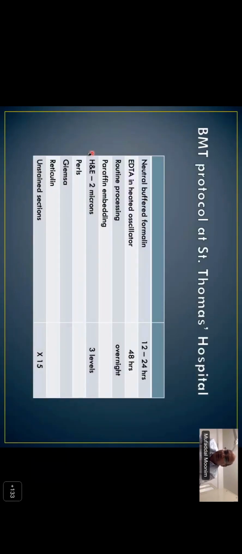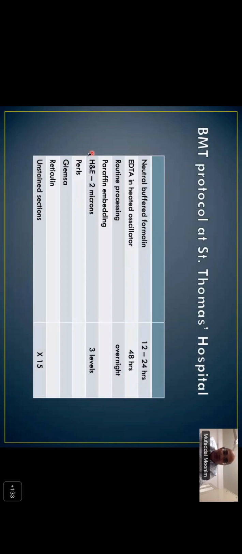And this is what we would routinely do in practice. We would fix in neutral buffered formalin anywhere between 12 and 24 hours. We would decalcify using EDTA in a heated oscillator, and we would routinely process overnight. We would embed in paraffin. We'd cut H&Es at about 2 microns.